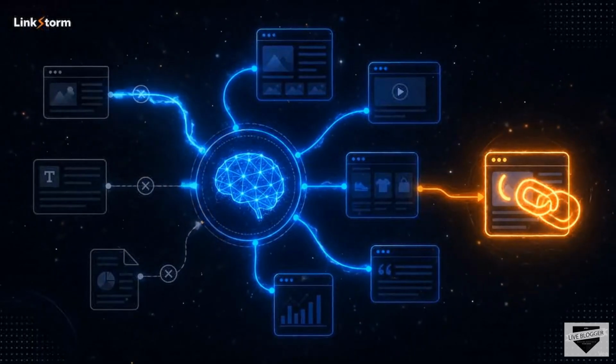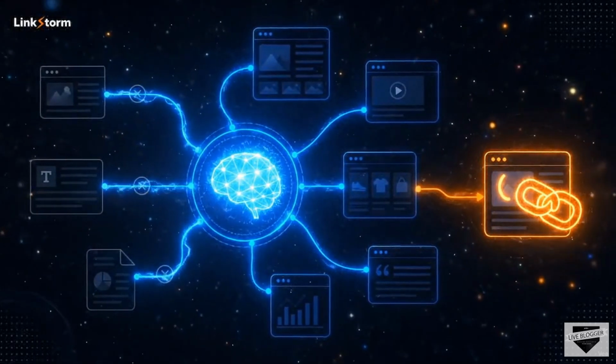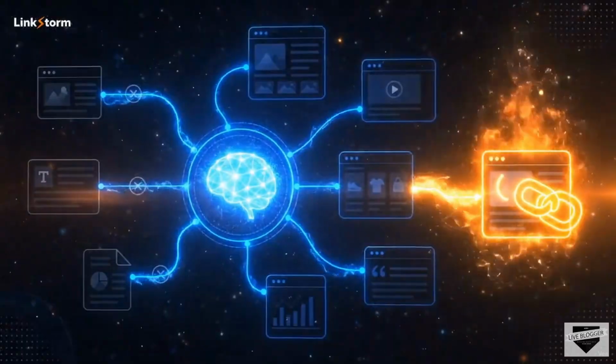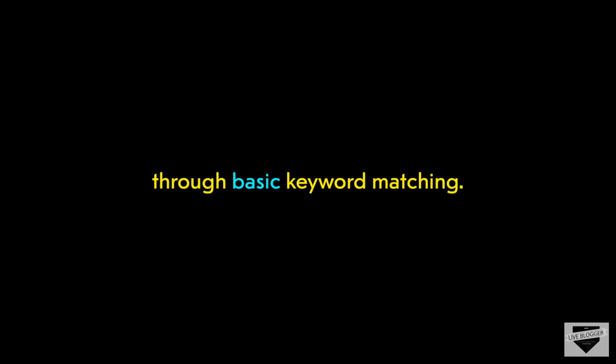LinkStorm attempts to understand the meaning and topic of the content. This allows it to identify relationships even when the two pages do not contain exactly the same words. As a result, the suggestions may be more relevant than those generated through basic keyword matching.